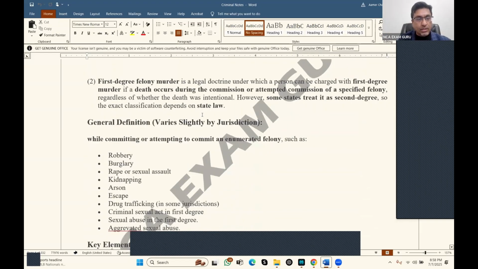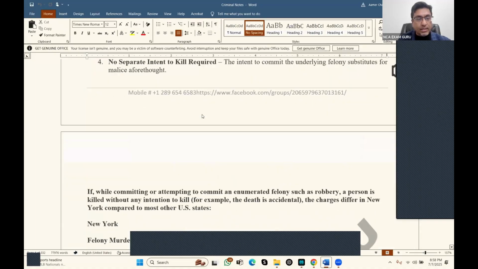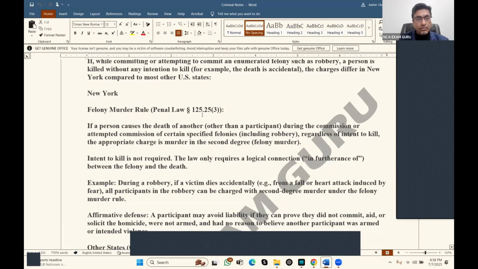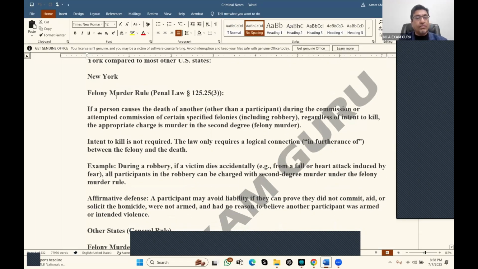Planning and deliberation. Yes. This is okay. Now look, one second. Okay, so can you read the felony murder rule in New York? Felony murder rule, okay. Whenever you read, do a half line breakdown, half line breakdown, half line breakdown, or make a plan.